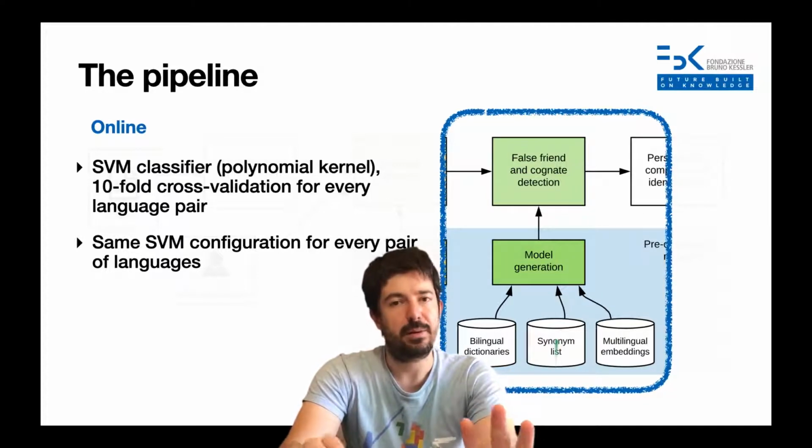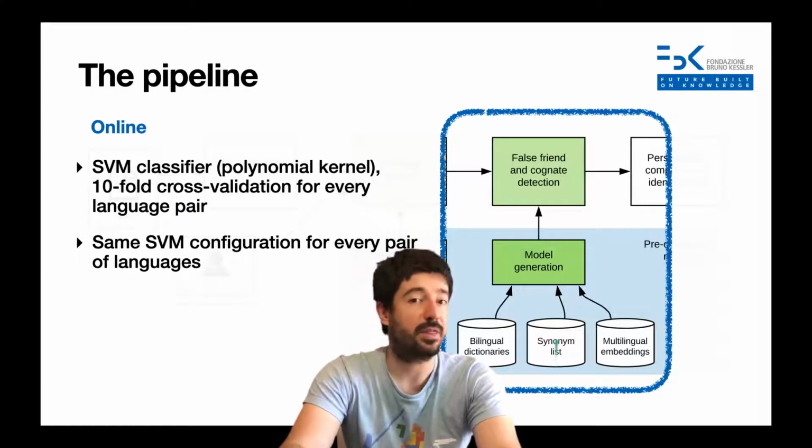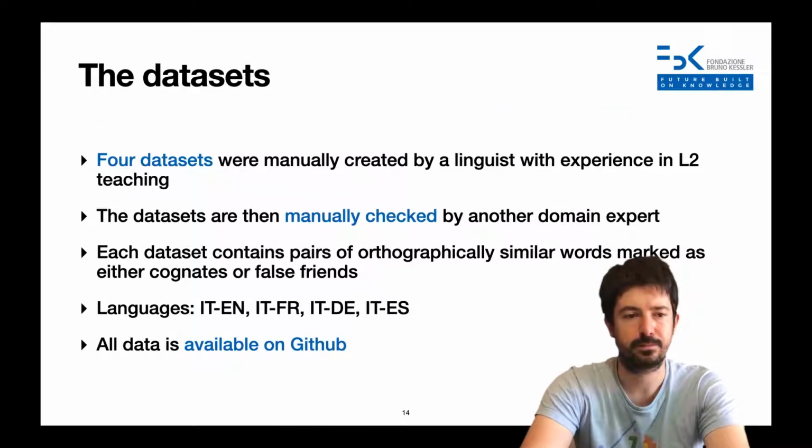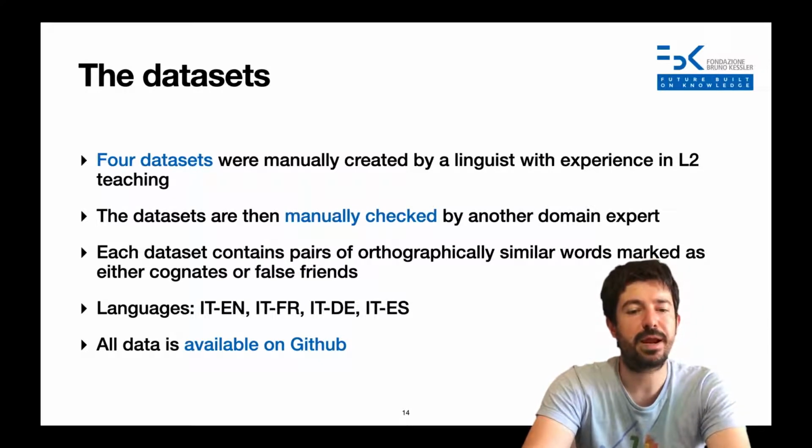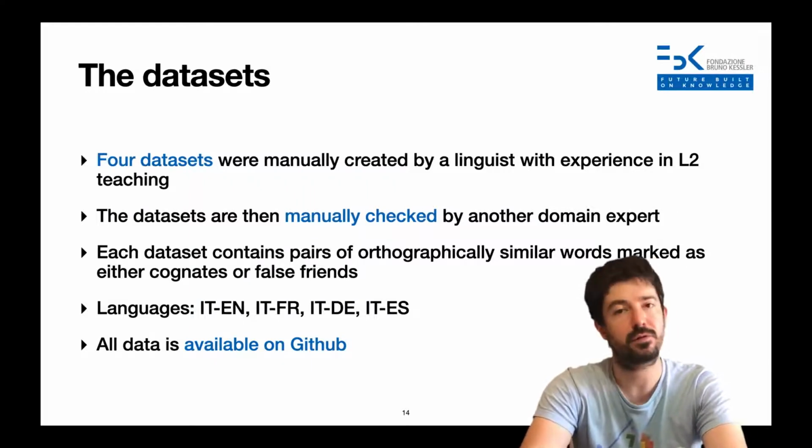More details about the implementation can be found in the paper. Four datasets were manually created by a linguist with experience in teaching a language for second learners. The datasets are then manually checked by another domain expert, and each dataset contains pairs of orthographically similar words marked as either cognates or false friends.